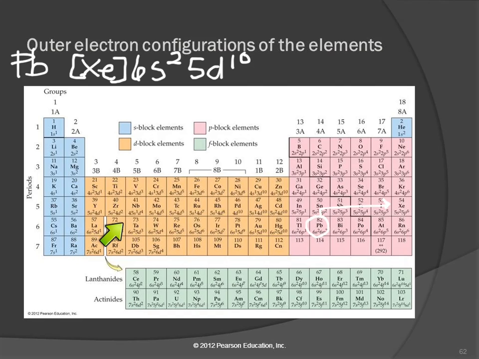57 to 72. We can't ignore those guys. I won't ever have you do these on an exam or anything. 57, 58. So we have to include those. Those are the 4 F's, and there's going to be 14 of them.